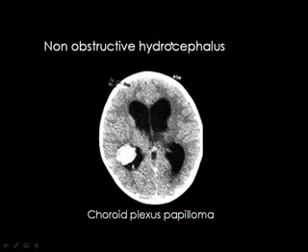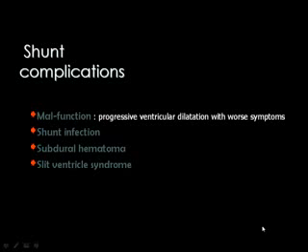Another case of a non-obstructive hydrocephalus in the occipital horn of the lateral ventricle, due to choroid plexus papilloma. Then a few words about the shunt complications, and these are 4 complications: either malfunction of the shunt tube, or shunt tube infection, or the production of subdural hematoma, or what we call the slit ventricle syndrome.